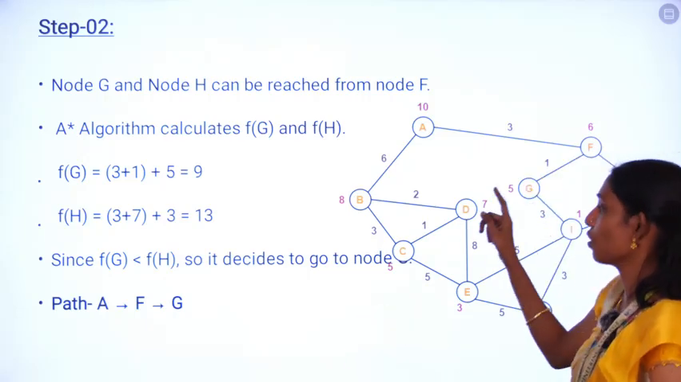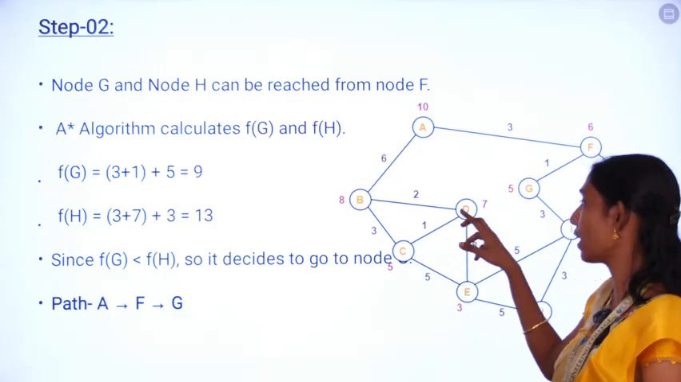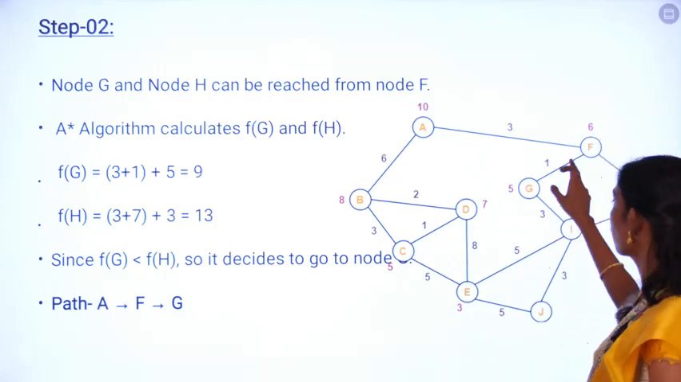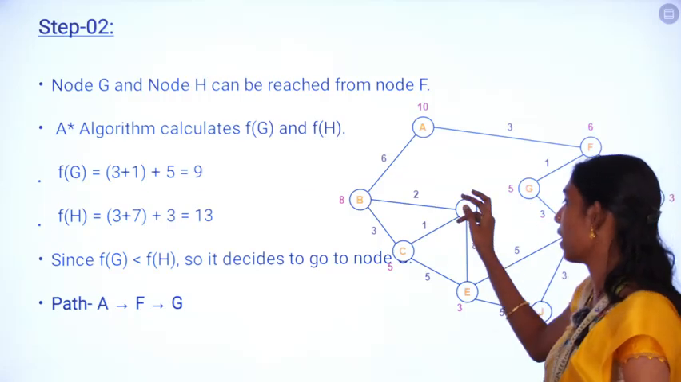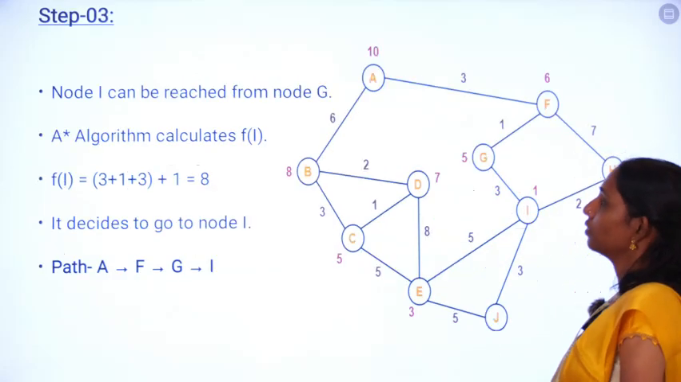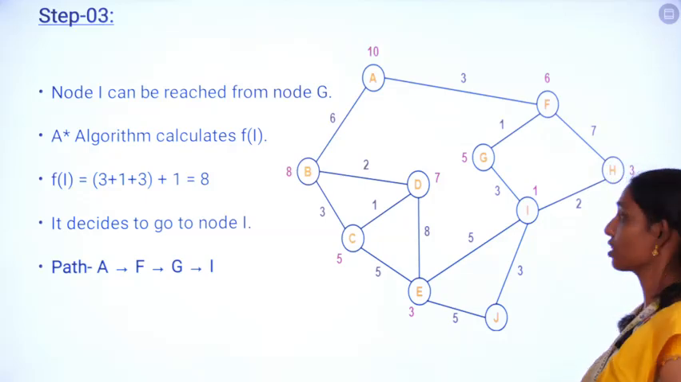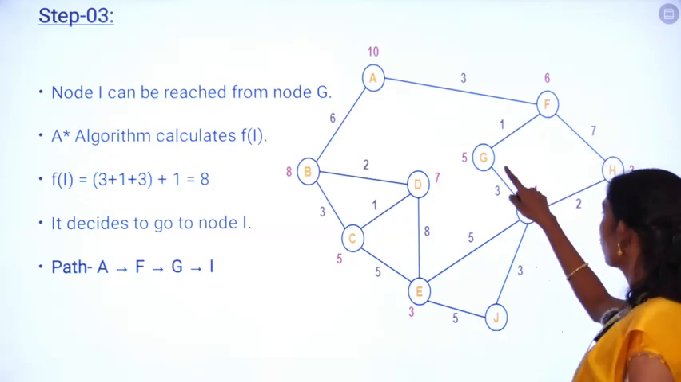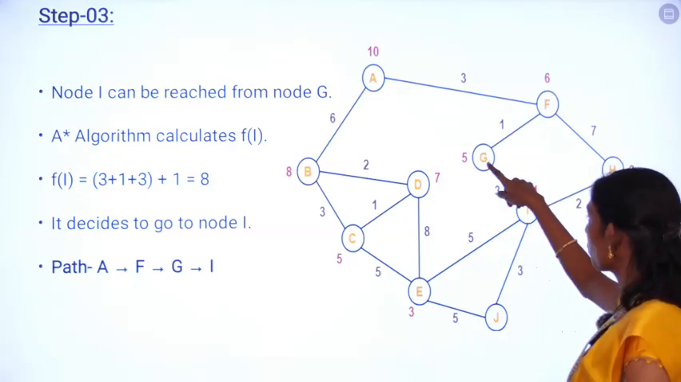F of H, so it decides and moves from A to F and F to G. So it takes this path. Node I can be reached from node G. Here node I can be reached from node G.